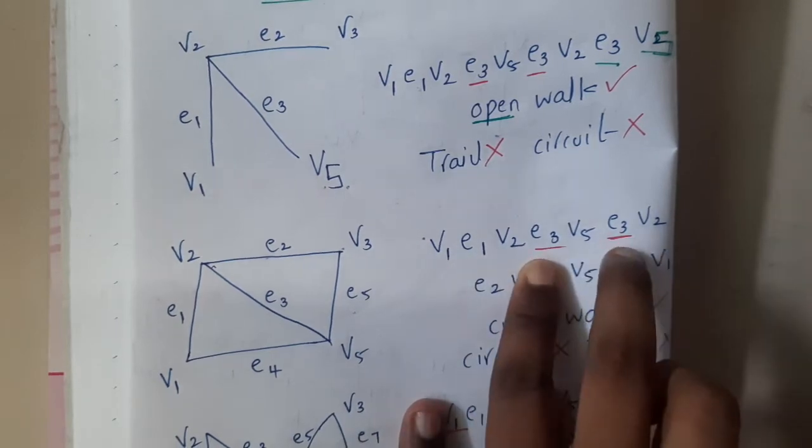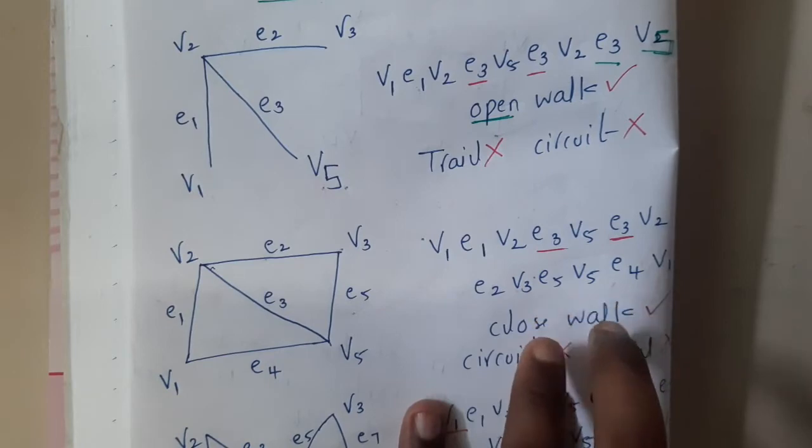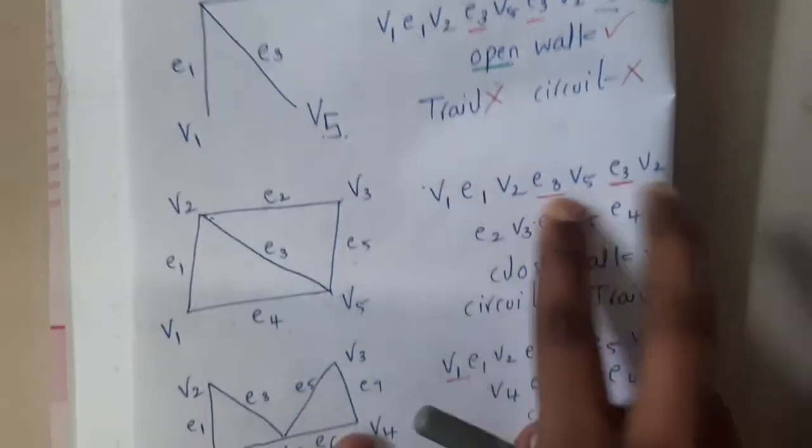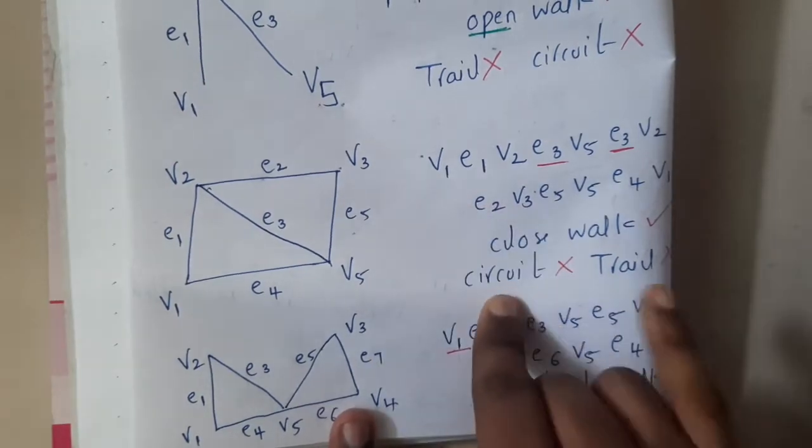If you observe here, edges are repeated, right? E3 is repeated 2 times. So hence it could not be a circuit also. Hence it is not a circuit nor a trial.